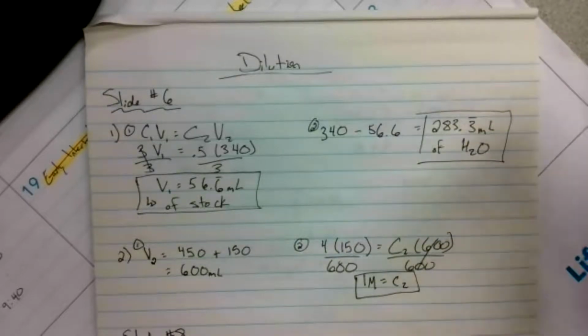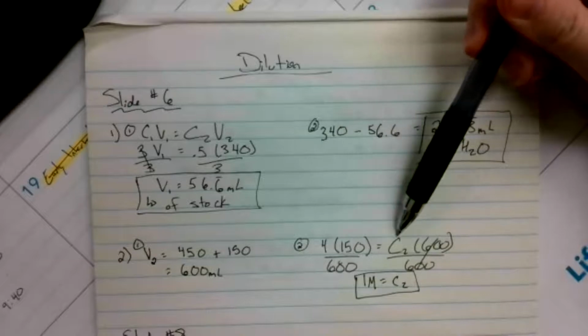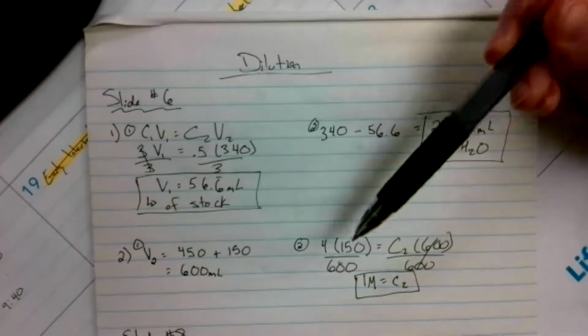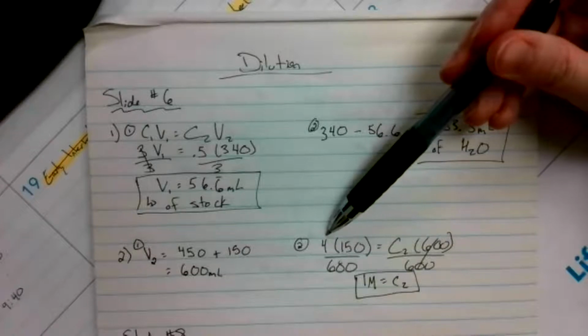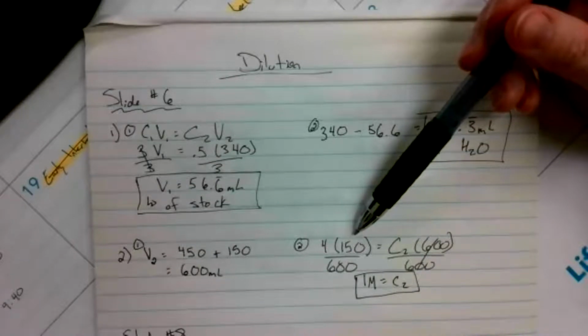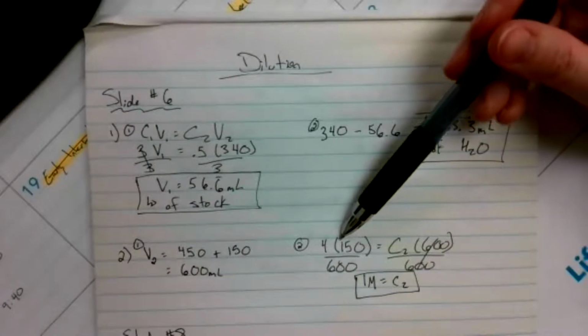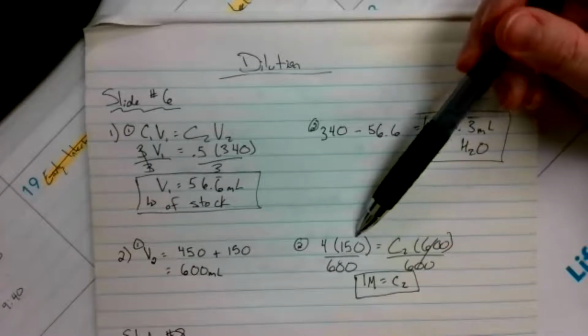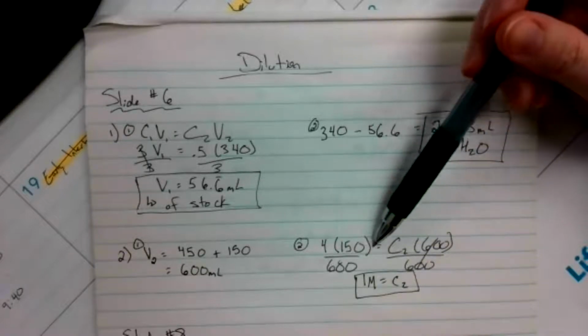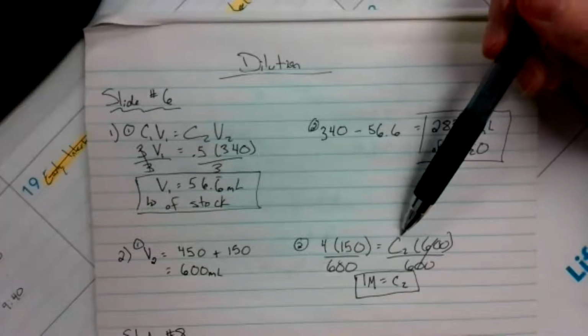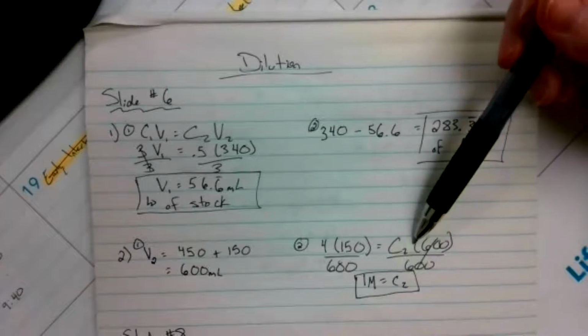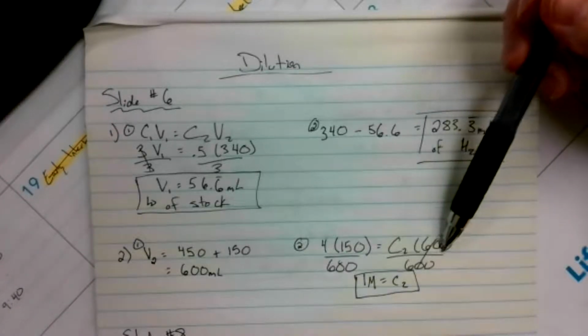So in our C1V1 equals C2V2 formula, we have our initial concentration, our 4 molar stock solution. We also know that when we make our desired solution, we are using 150 milliliters of the stock. So that's what goes in here. This is the 150 milliliters of stock solution that was used. We're trying to find our C2. And this is the one part that's a little tricky, is our V2.